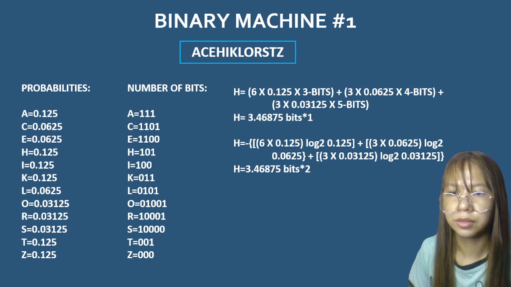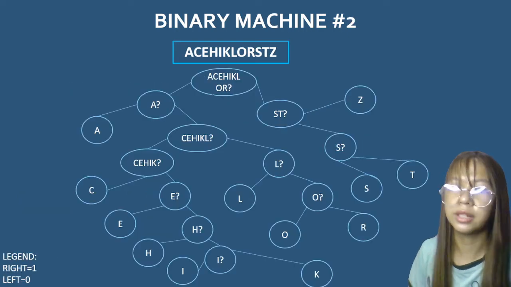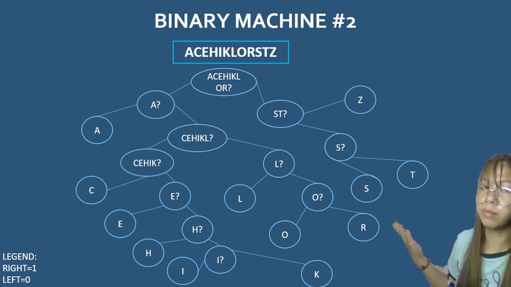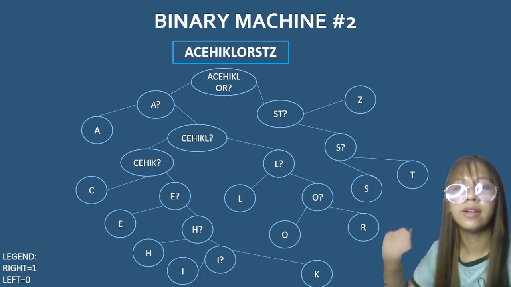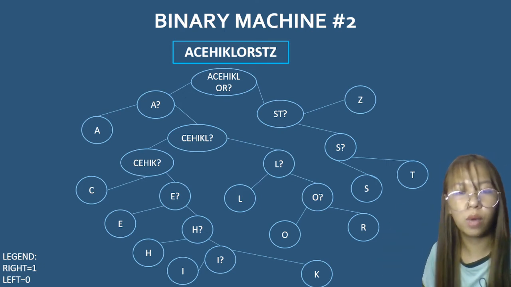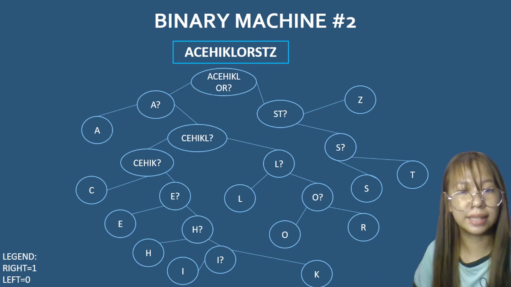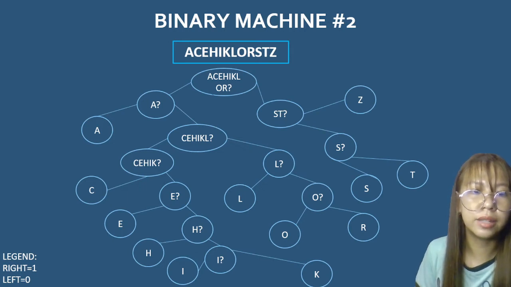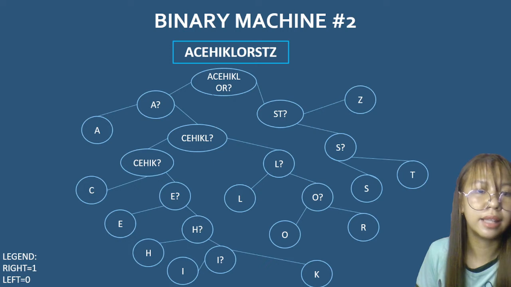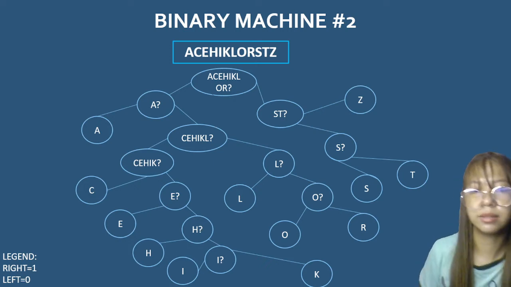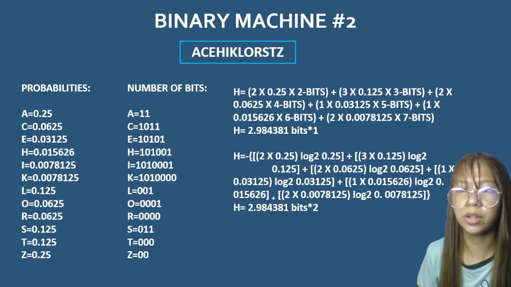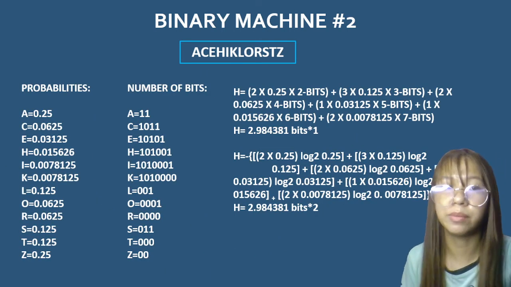Now, for the second one, here in binary machine number 2, as you can see, this is how I arranged my binary machine number 2. On the binary bit number 1 side, I put A, C, E, H, I, K, L, and the remaining O, R, S, T, Z are on the 0 side, as you can see here. Then we are going to talk about the probability and the number of bits of binary machine number 2.